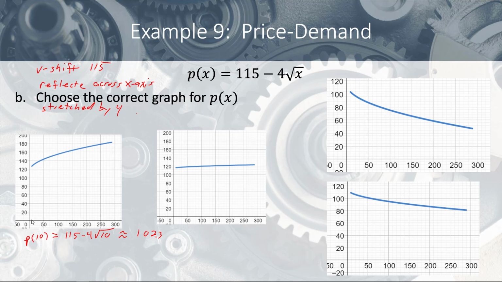And if we look over here, here is 10. 102.3 is right about there. This can't be the graph. The same thing with this one, and actually the same thing with this one. Now this one actually is pretty close to 102.3. But let's take a look at another point. How about p of 100? It's easier to compute the square root of 100. Well, that's going to be equal to 115 minus 4 times the square root of 100. The square root of 100 is 10, so this is going to be 115 minus 40, which will be equal to 75.